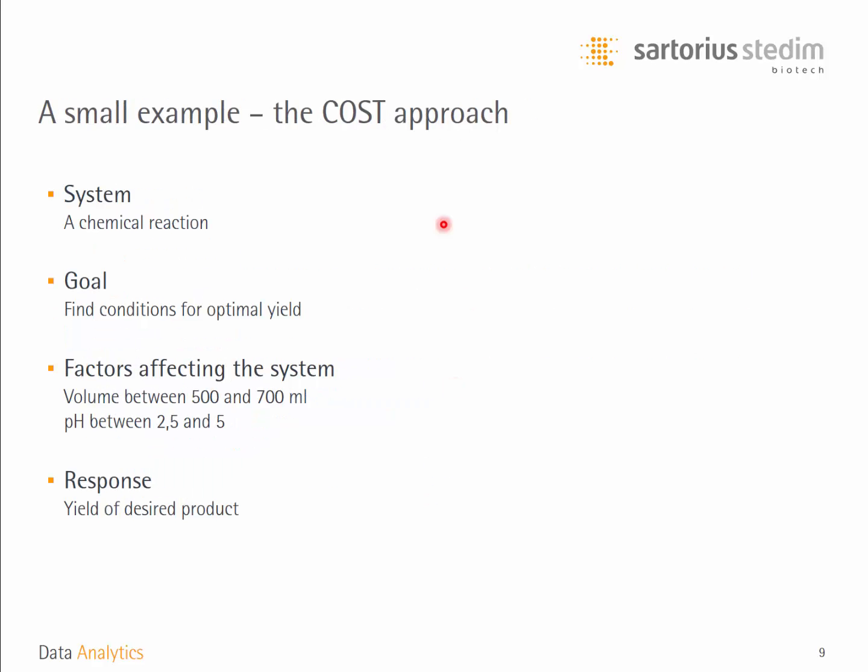Before we discuss what DOE is, we will have a little example of what we call the cost approach. The cost approach is often the intuitive way to experimentation that you will adhere to unless you have been exposed to the ideas and thinkings of DOE. The problem is a small chemical reaction where the goal is to find optimal conditions for the yield. And in this early example, we only have two things that we can vary.